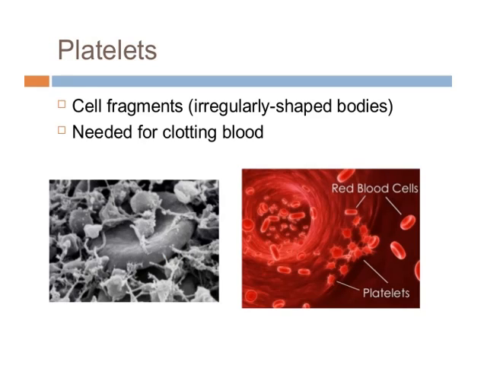Next is platelets. They are irregularly shaped bodies. They are necessary for clotting of blood, and they are usually colorless and have no nucleus. They are masses of protoplasm 2 to 4 millimeters in diameter.